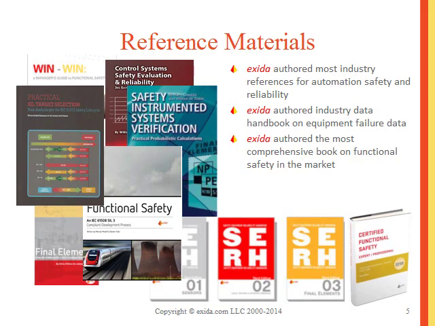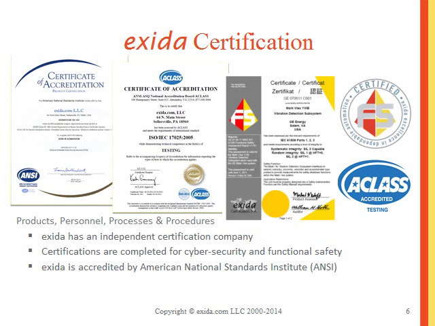exida has a wealth of information that we've published in the form of books and other literature, and information on our website. We've authored probably most of the industry references for automation safety and reliability. We're constantly studying the safety and the security industries and working to codify that information and make it available. Any of these references are available on our website and also through Amazon. The exida certification process itself is based on ANSI accreditation, and it goes through multiple layers of accreditation until we get to the actual certificates that we issue for both safety and cybersecurity certifications. And we are backed up by ANSI, as is shown in this slide.